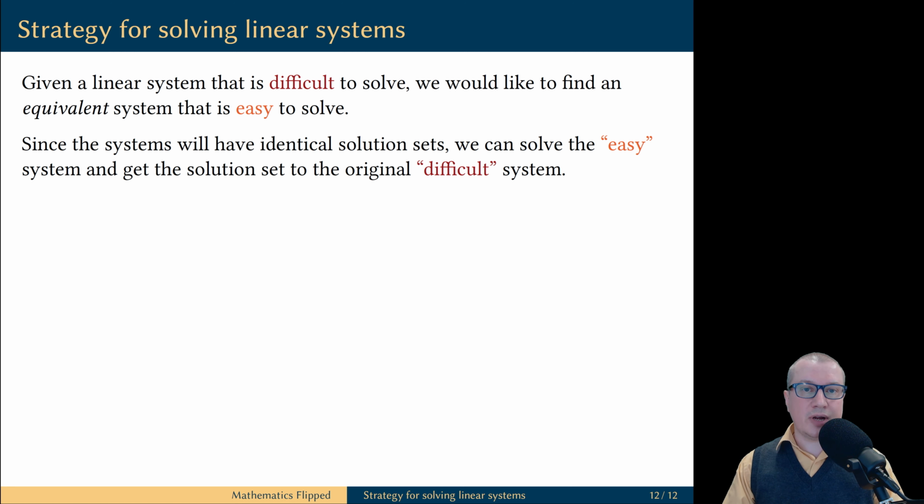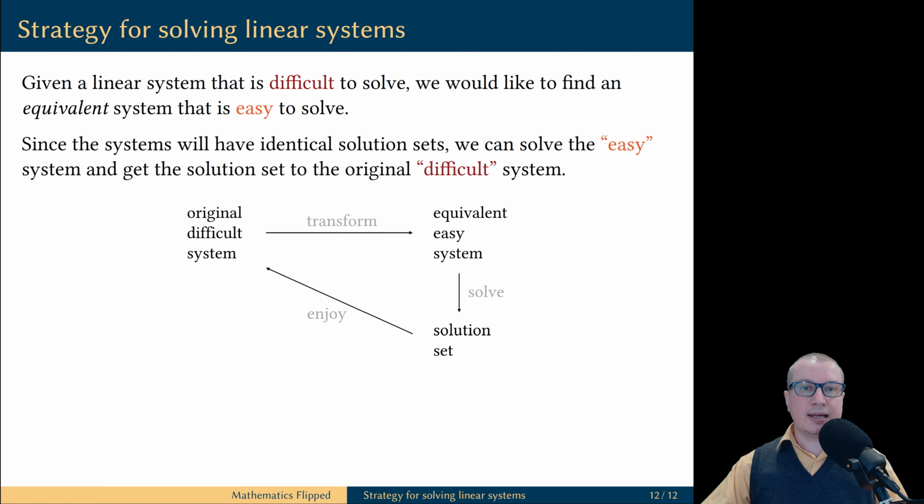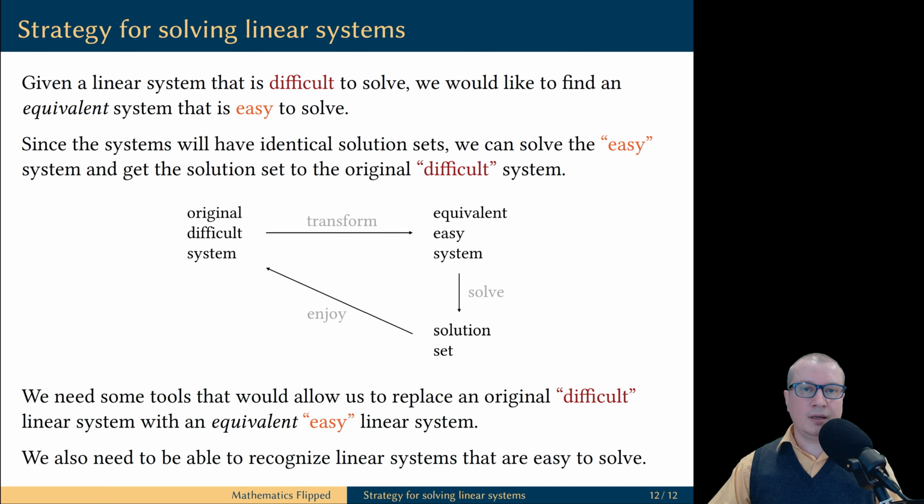So here is a strategy. Start with an original system which is possibly difficult to solve. Transform this system into an equivalent system which is easy to solve. Find the solution set for the transformed system, and that solution set is the solution set of the original system you're looking for. To implement this strategy, we need to be able to do two things.